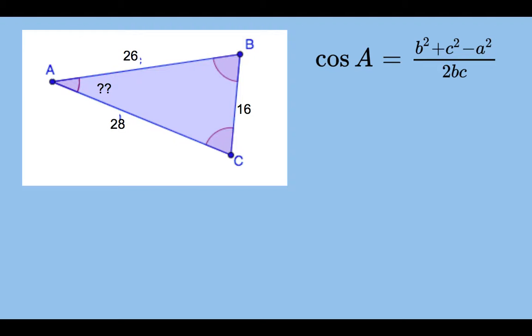We're going to substitute in. When you substitute in, it's not that difficult. It doesn't matter which one you make B and C again. It can be 26 squared plus 28 squared or 28 squared plus 26 squared. The important thing is here, this a squared must be the 16. If we are finding this angle, this is the minus 16 squared. So when we substitute in, we get 26 squared plus 28 squared minus 16 squared, all divided by 2 times 26 times 28.